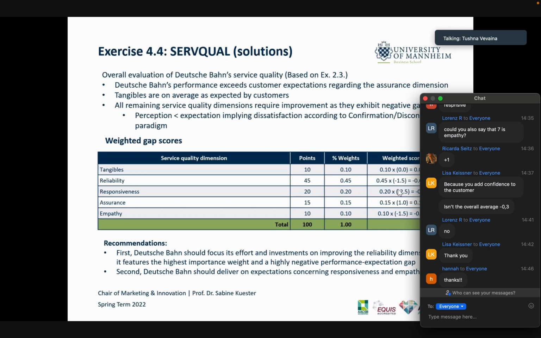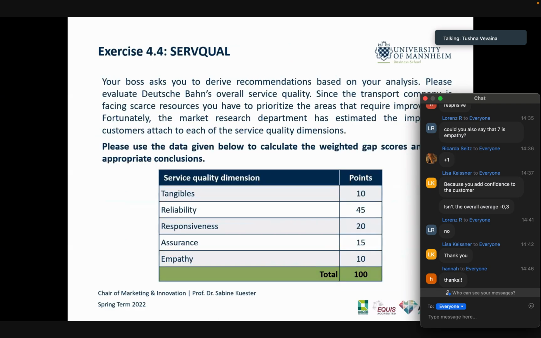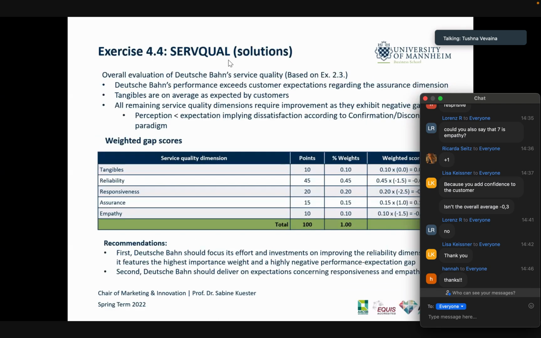But your question with respect to negative numbers: they show that the service quality is not performing as well as it should. This dimension is rated lower, so the difference between the perceived and the expected is large, and you have to improve your service quality. We're doing it per dimension over here, and then your overall service quality you're measuring with an average. So if it's negative, then you have to improve.